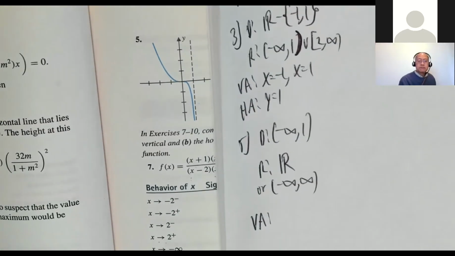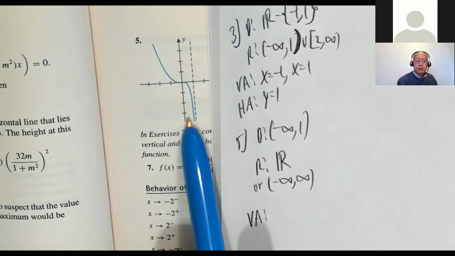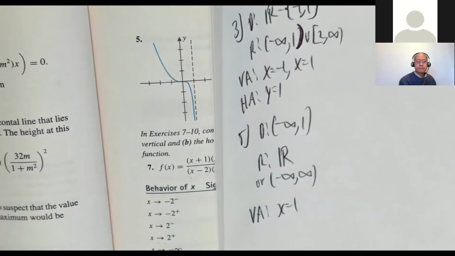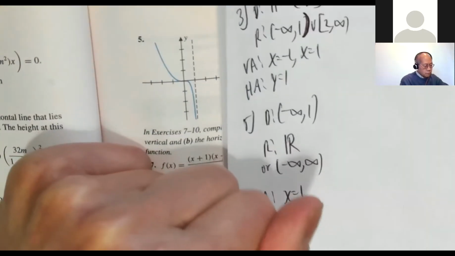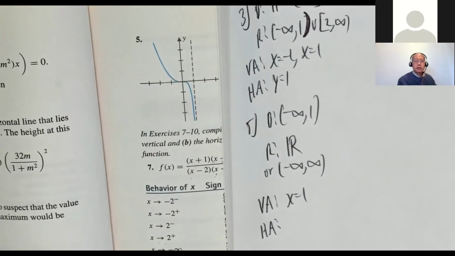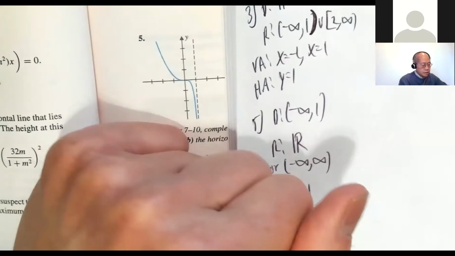Okay, vertical asymptote. It looks like over here. So where's here? X equals 1. And horizontal asymptote. Well, doesn't look like we approach any horizontal asymptote, so none.